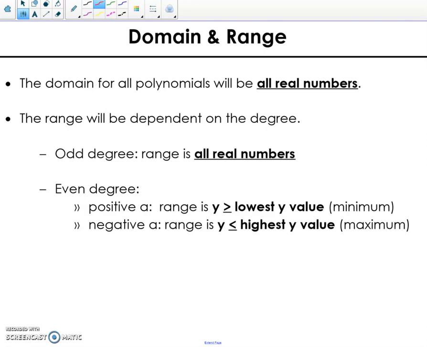If we have an even degree, that's when we have to take into account the a value. If a is positive, the range is going to be y is greater than or equal to the lowest value, which is your minimum. So if we have something like a quadratic, the lowest y value is right here, and everything else is above it. If I have a quartic, let's say these are even, they're the same level, so it would just be that value and above. But if they're not even, you're going to take the lowest one.